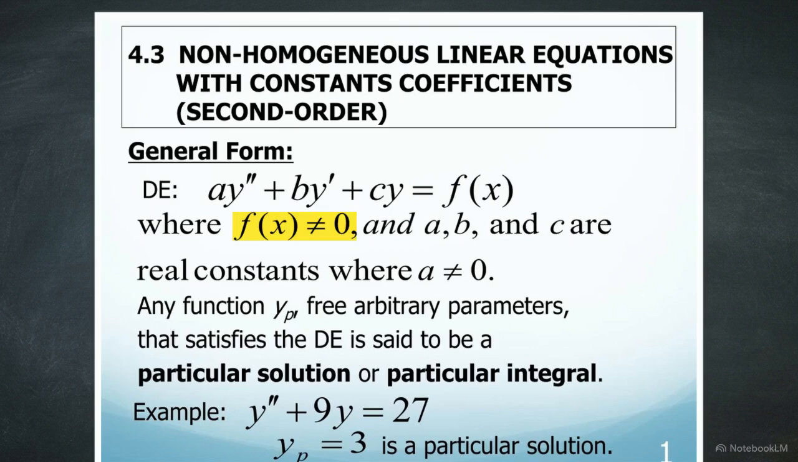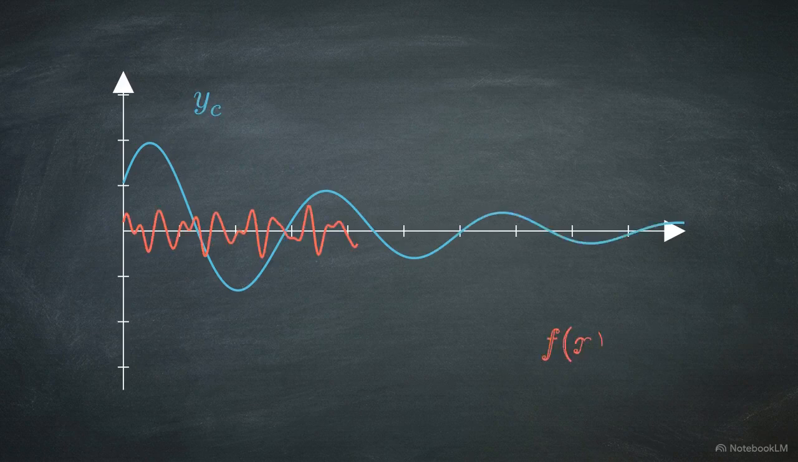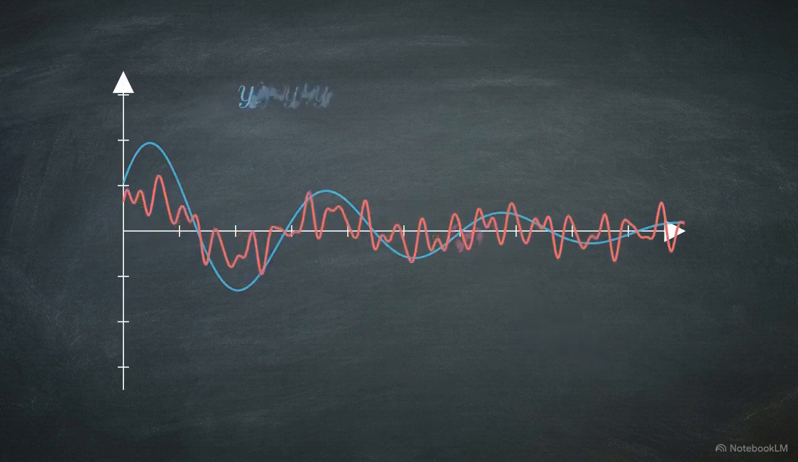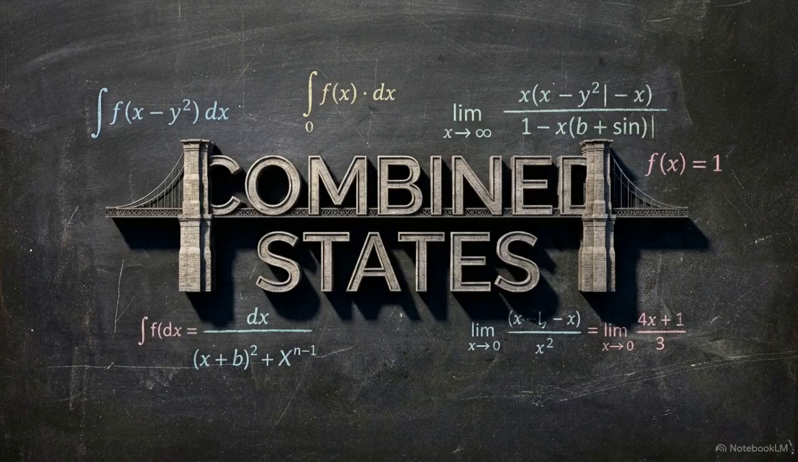Over on the right, the condition f of x is not equal to 0 represents our gale wind, the external force. To accurately map the position of the bridge at any given moment, our final solution has to account for two distinct things: the system's natural resting state and the continuous mathematical disruption caused by that f of x term. We assemble that two-part solution using the superposition theorem.